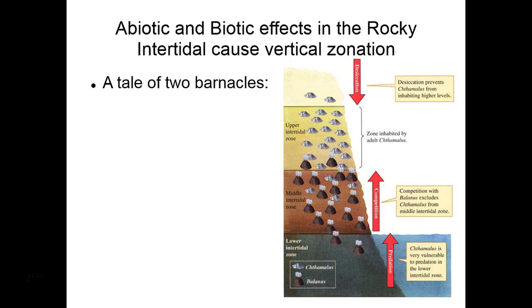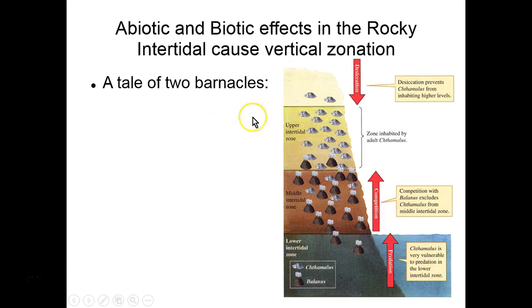Okay, so let's look at an example of how adaptations and the stresses of the intertidal zone can affect where you can find different organisms. So I call this a tale of two barnacles. Okay, so in this intertidal zone, we have two types of barnacles. We have these little white ones that are called thamellus, and we have these brown ones that are called balanus. The balanus are larger than the thamellus are, all right?